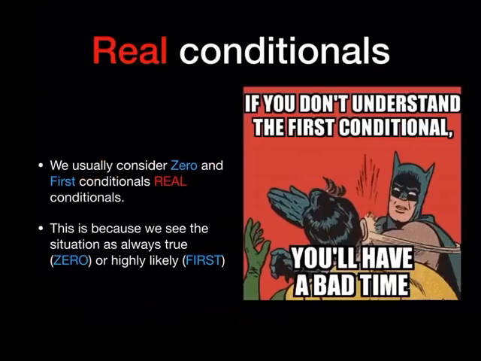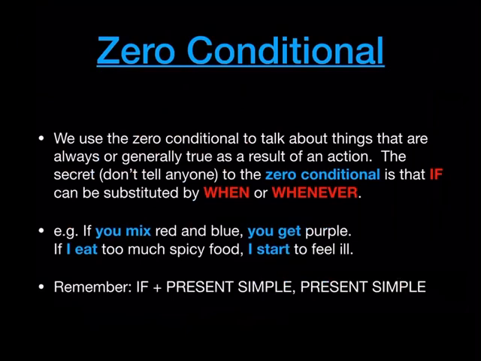No? And in the first conditional, it's a highly likely situation or event. No? So it's very probable, therefore it's real. No? So if something happens in a specific way, the most probable result or consequence will be the one expressed in the main clause. So this is a real situation. Now, let's have a look at our zero conditional.